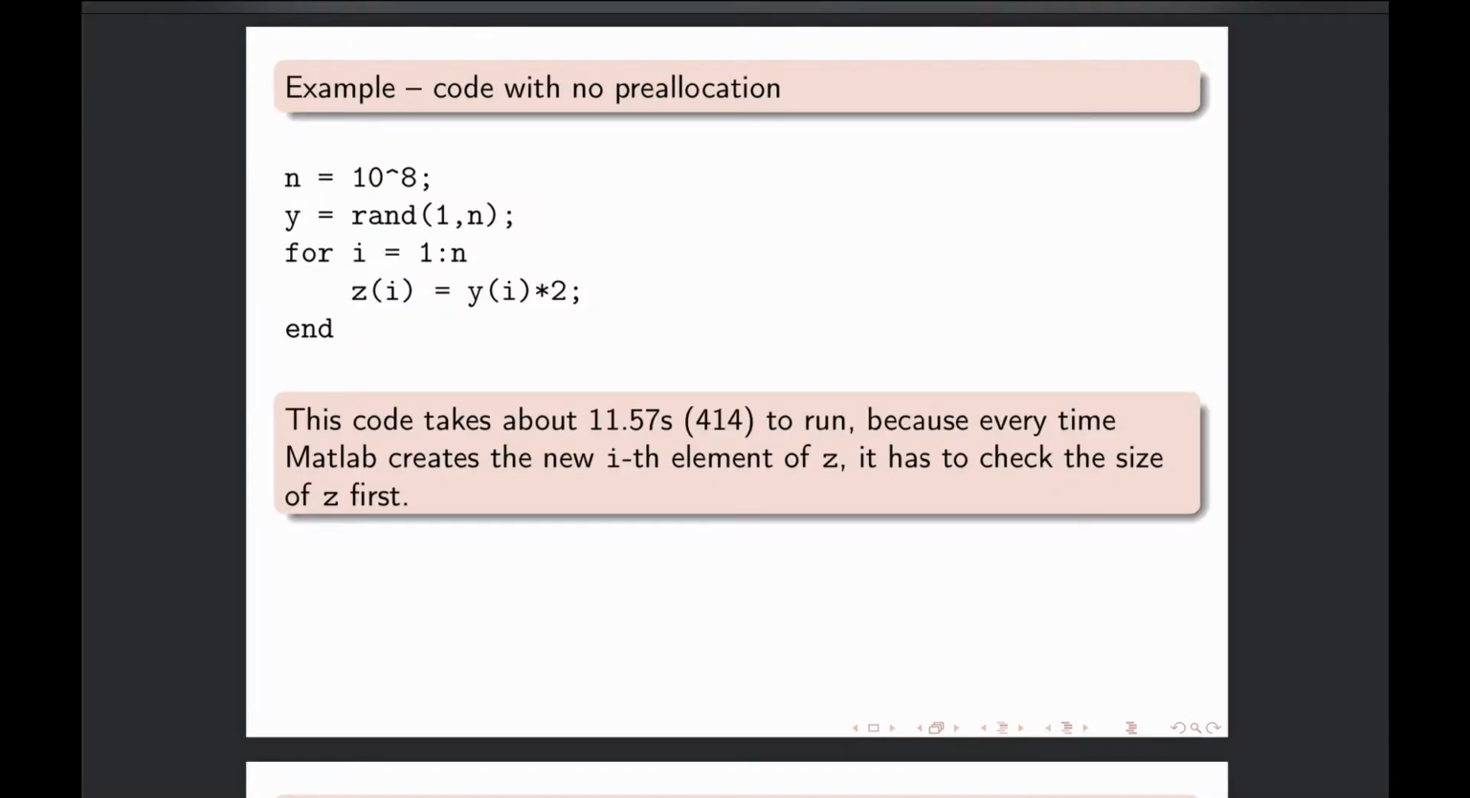Let's have a look at a simple example of a code. So here's a code with no memory preallocation. What we do, we would like to declare that we will be generating a bunch of numbers. That's actually 100 million. Then we actually do generate those numbers, so we use the function rand. And then we would like to create vector z, which is equally long as our y vector, but it contains the elements of y vector multiplied by 2.